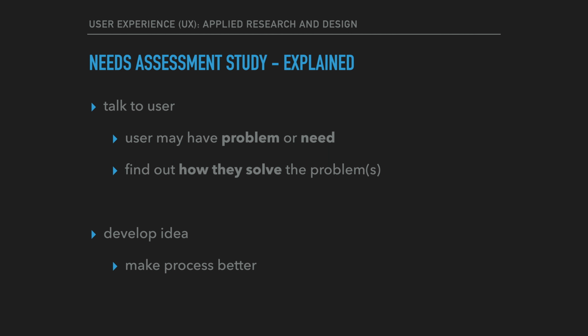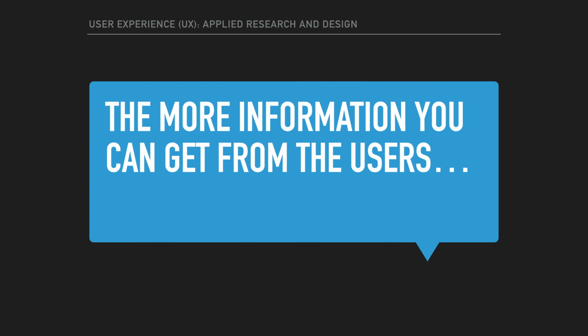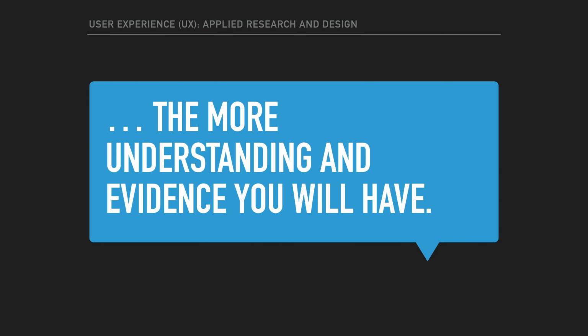The best way to start is to talk to some users who may have the problem or a need. Look to find out how they address their needs. Then ask yourself, is it an actual need or an actual problem? How are they going about meeting this need? You need to find out how they solve the problems in order to be able to develop an idea of whether or not an opportunity to make the process better exists. The more information you can get from the users in regards to the problem and the problem-solving methods, the more understanding and supporting evidence you will be able to put together as to why it is important to address it.